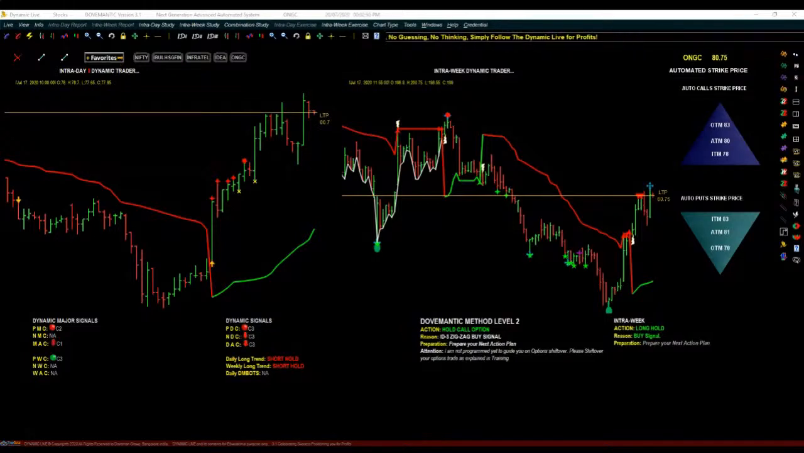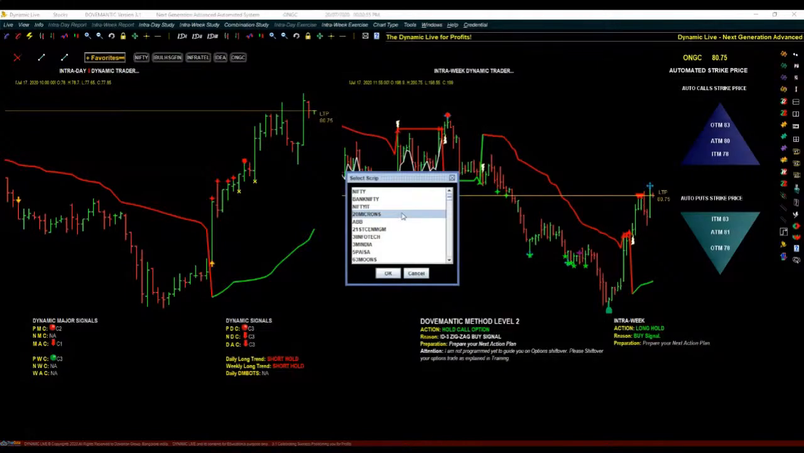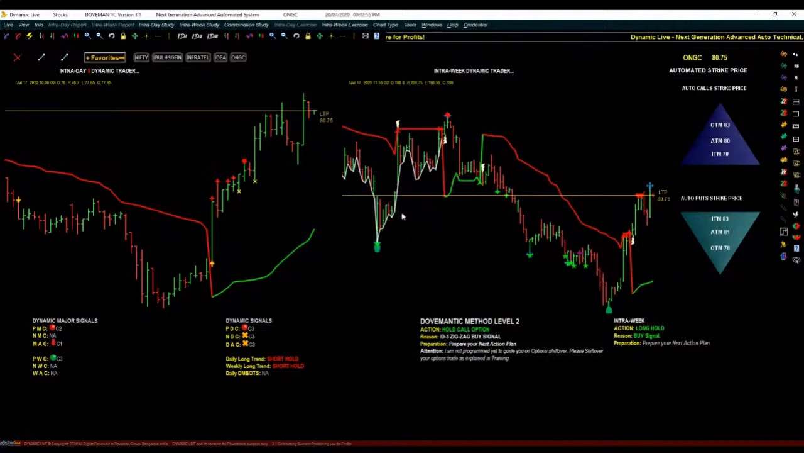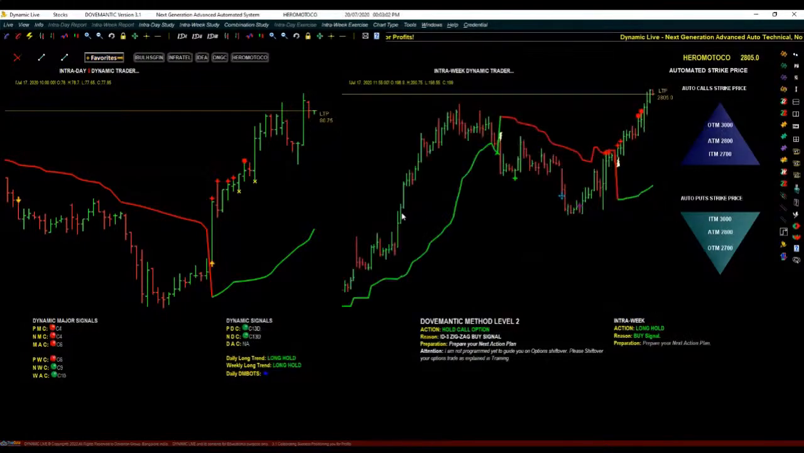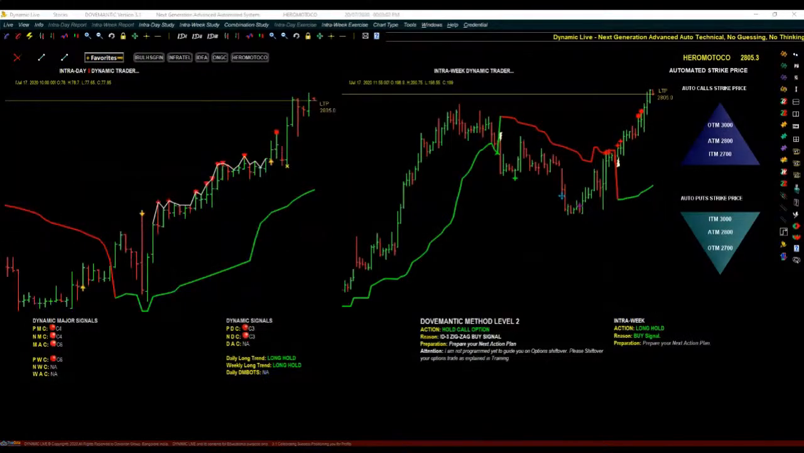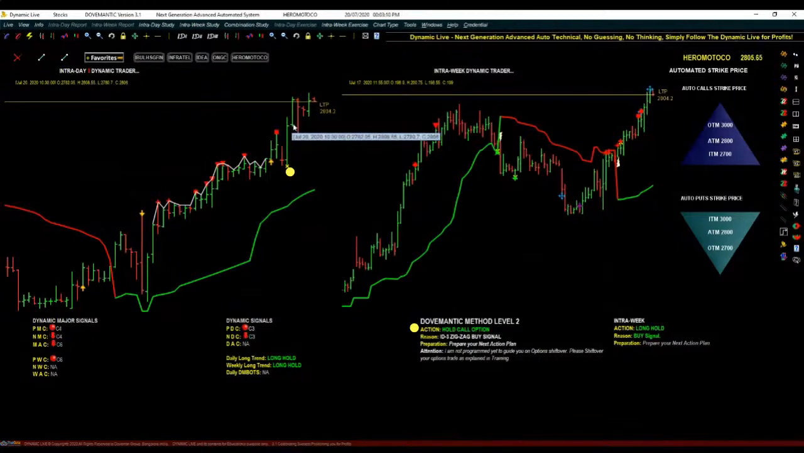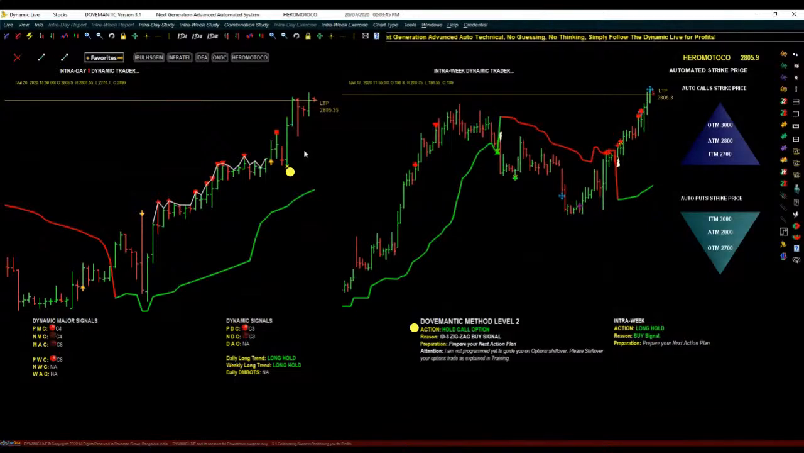The last one, Mr. Sanjay wants to check Hero Motocorp. So we have selected Hero Motocorp, and it is telling us to hold call option. Now once again, there is a point where it has told us to buy a call option. It was at 10 o'clock today morning, and you could have bought it when the price was at 2,782, and now it is at 2,805, literally more than 23 points profit, and you're still holding on to it. Hold on to it until it tells you to exit the call option.